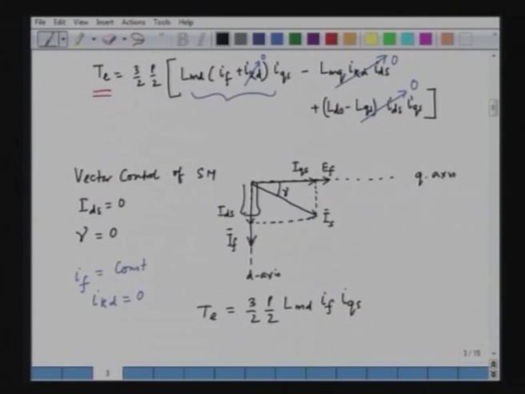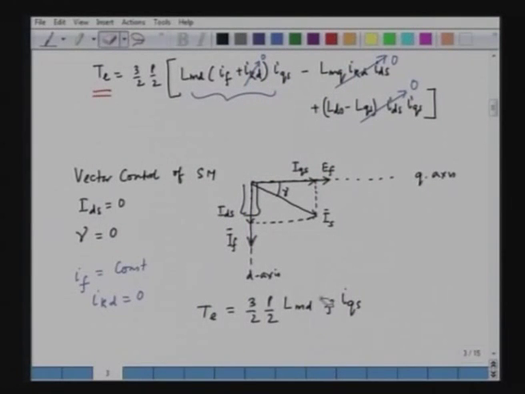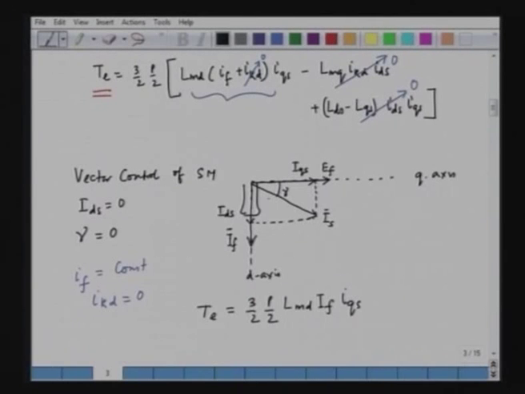So, it is something like a decoupling. We can keep IF constant, so we can replace it by capital IF, a constant quantity, and we can change the torque with good dynamics by changing IQS. This is the principle of vector control of a synchronous motor. We keep IDS equal to 0, or in other words the angle gamma is equal to 0. So, the whole current is aligned along the q axis. This is a general phasor diagram, and for vector control, the IS will be along the q axis.